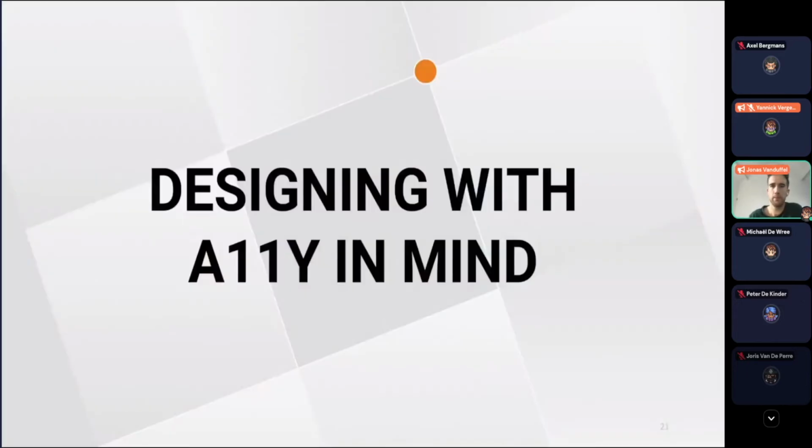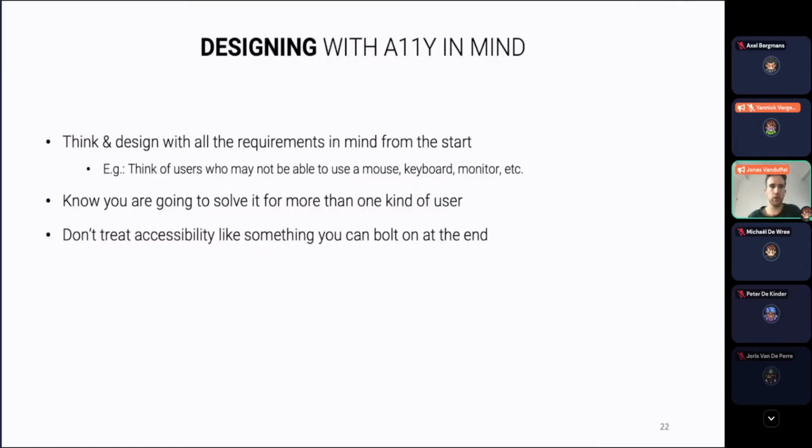Then a short talk about designing with accessibility in mind. As I said, I'm not going to talk about really design details, but just about some general guidelines. First of all, you need to think and design with all the requirements in mind from the start. For example, think of your users who may not be able to access your website via certain tools, like a mouse, keyboard, monitor, etc. So really think of your users as broadly as possible.